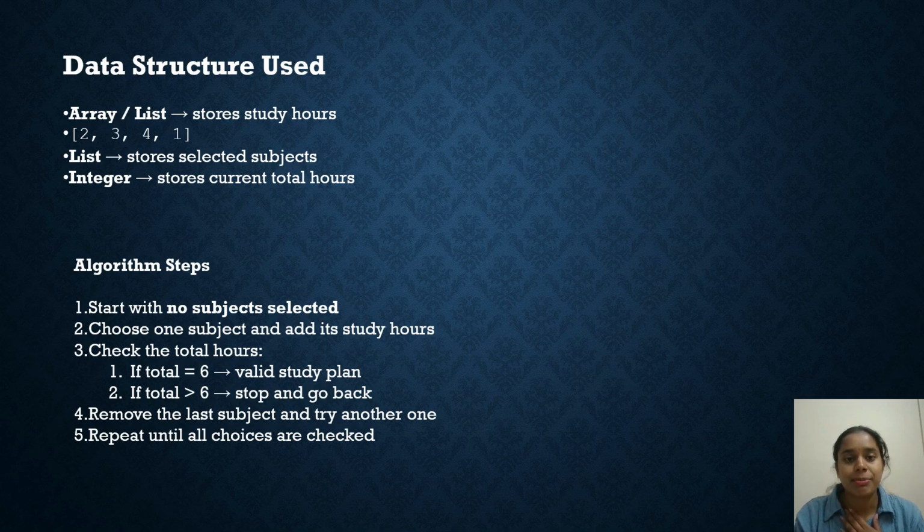The algorithm steps: start with no subject selected. Then choose one subject and add its study hours. Then check the total hours. If the total is equal to 6, then it is a valid study plan. If it is greater than 6, then stop and go back. Then remove the last subject and try another one. Then repeat until all the choices are checked. This is the algorithm used here.